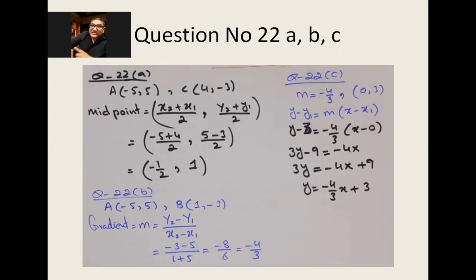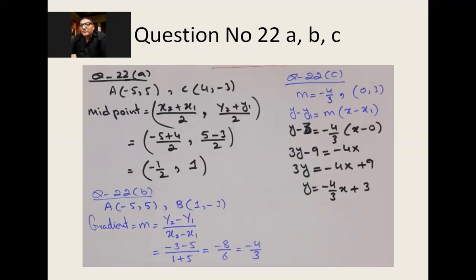So then bring that 3 to this side, so it will become 3y minus 9 equals -4x. So 3y equals -4x plus 9. Take this 3, which is multiplying with the y, to the other side. So you will have y equals -4/3x plus 9/3. The 9 is cancelled with that 3. So y equals -4/3x plus 3. So this is how you will find the equation of the line which is parallel to AB and is passing through (0, 3). This is question number 22, A, B, and C part, showing on your screen.